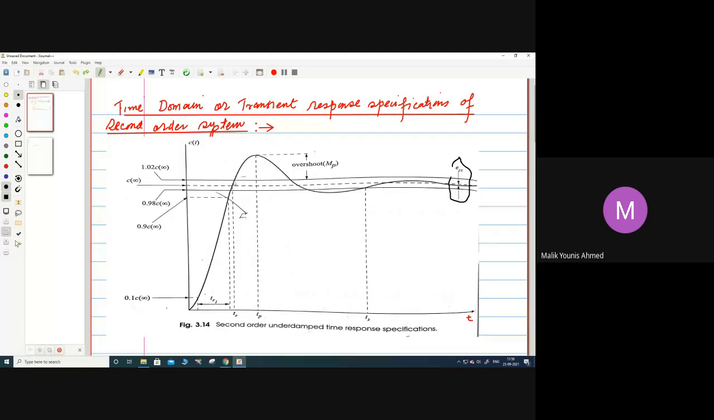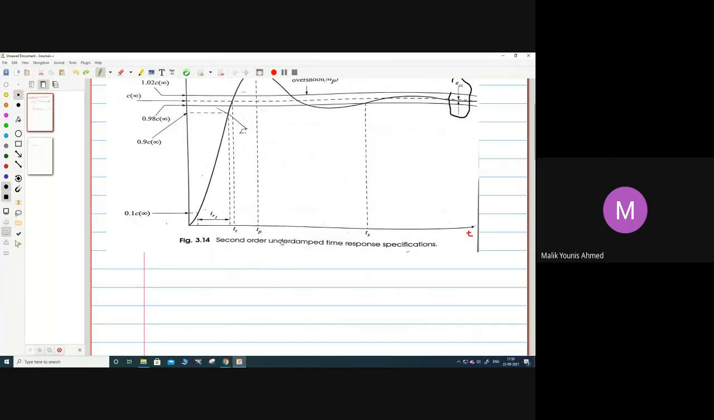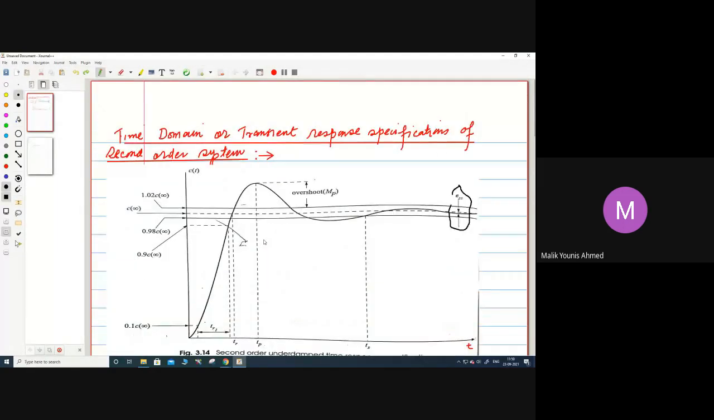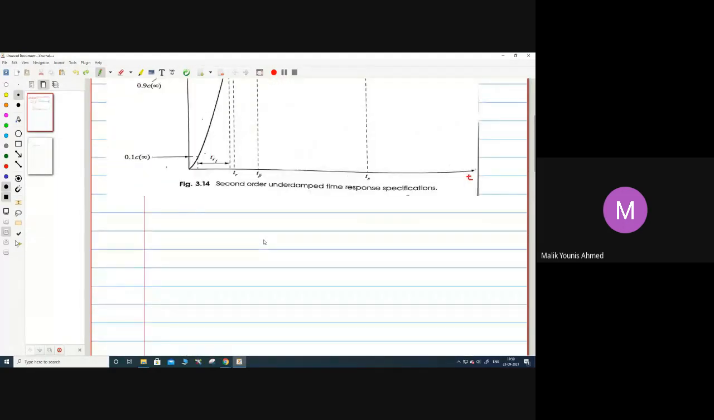The transient period has started at a zero value, then it rises to some value here. When the first peak is reached, within the 2% value, 1.02, that will be called the maximum overshoot. We will define it one by one. So these are the specifications. Sometimes you need to draw them, and from this we also have to infer some values in the questions.